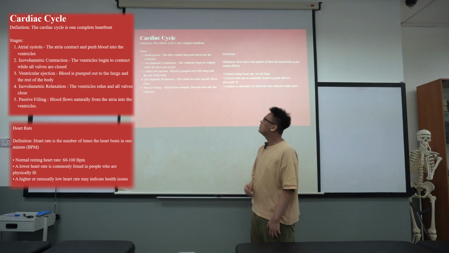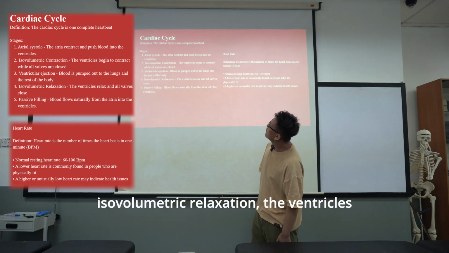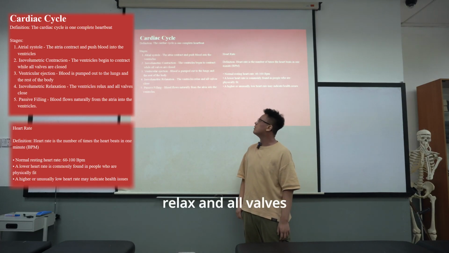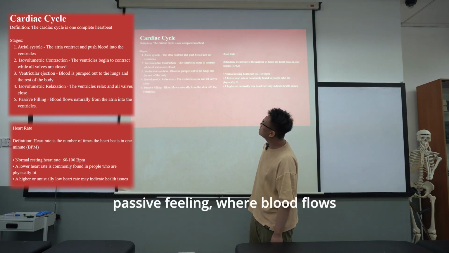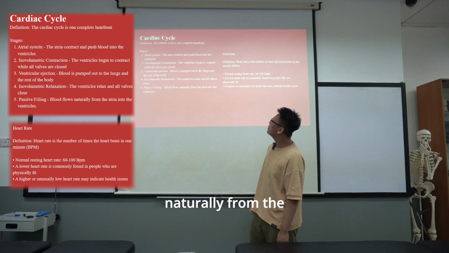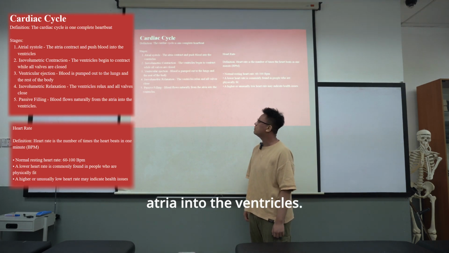The fourth stage, isovolumetric relaxation. The ventricles relax and all valves close. And the final stage, passive filling, where blood flows naturally from the atria into the ventricles.